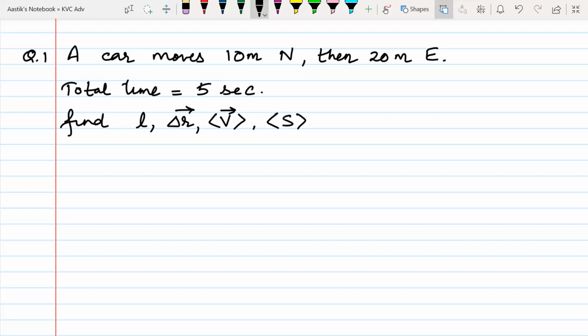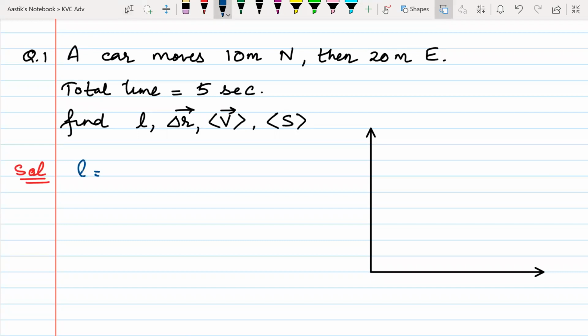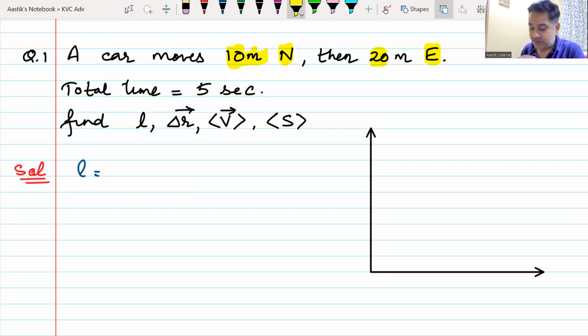Sir, the distance is 30 meters. Speak loudly. The distance is 30 meters. Okay, let me write the solution. The distance L: it moves 10 meters north, 20 meters east. Distance has got nothing to do with the direction of travel. The total distance traveled is 30 meters. Yes or no? Yes, sir. No doubts on this one, I hope.